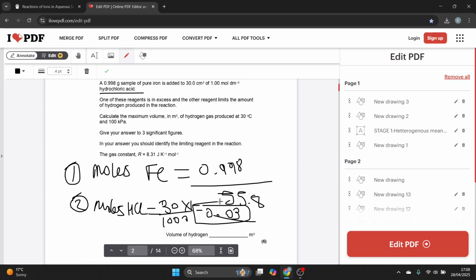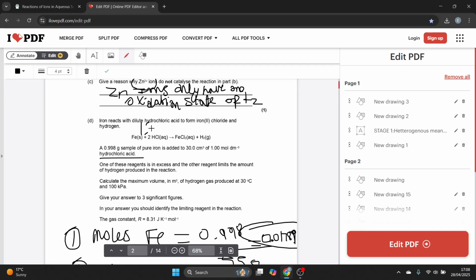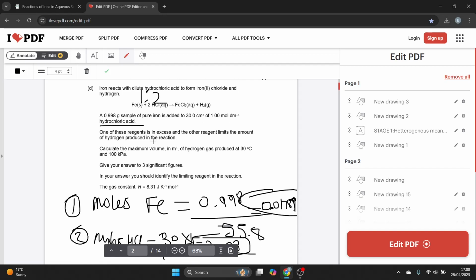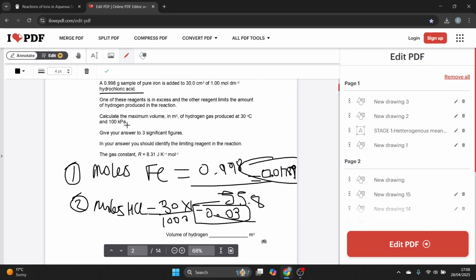And then what is this? The moles of iron, 0.998 over 55.8, is 0.01789. Okay. Then I know it's a 1 to 2 mole ratio. I've got the moles of iron and need to see which one's the limiting reagent. If I do the moles of iron times 2, I get 0.0355. So Fe is in excess, and therefore HCl is the limiting reagent.